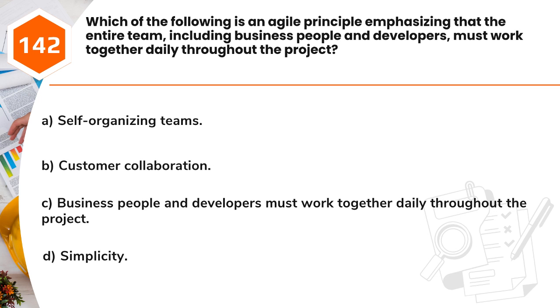Question 142. Which of the following is an agile principle emphasizing that the entire team, including business people and developers, must work together daily throughout the project? A. Self-organizing teams. B. Customer collaboration. C. Business people and developers must work together daily throughout the project. D. Simplicity.